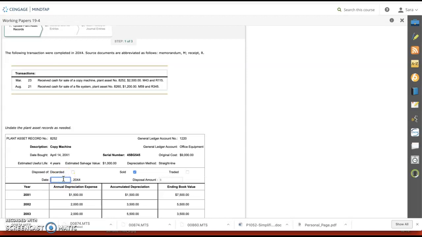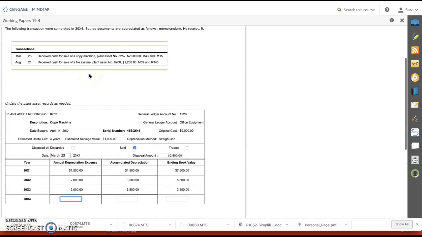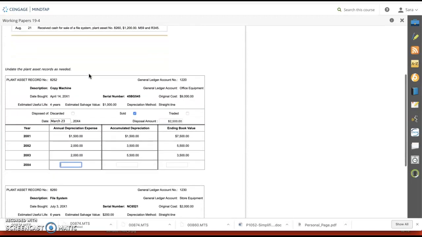The date was March 23rd. We sold it for $2,500. And let's see. Okay, so we're going to say that we had this for 3 months of the year. So we will calculate that just like the other ones.